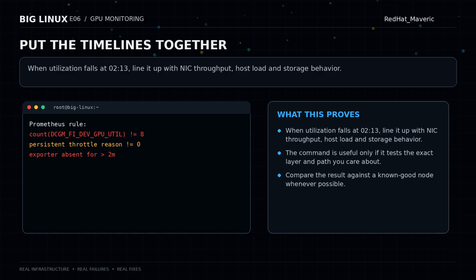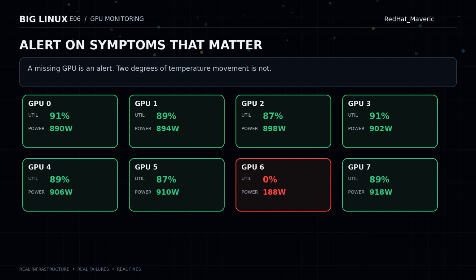The other thing I do is build alerts around symptoms that matter, not around every metric that exists. A GPU temperature changing by 2 degrees is not an alert. A GPU disappearing is. A device reporting persistent health errors is. A server expected to have 8 GPUs only exporting 7 is. A power or thermal throttle that persists under a known workload might be. Prometheus is very good at this because you can express the condition you actually care about instead of just setting static thresholds everywhere.